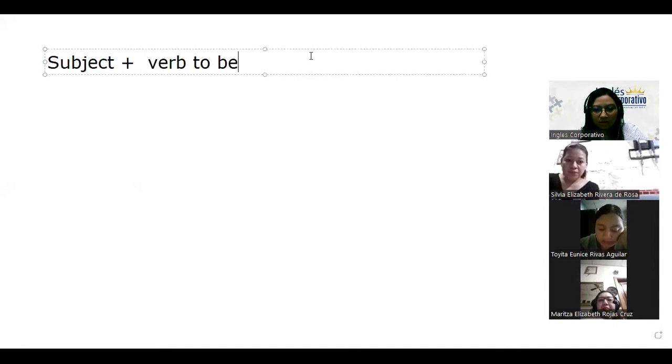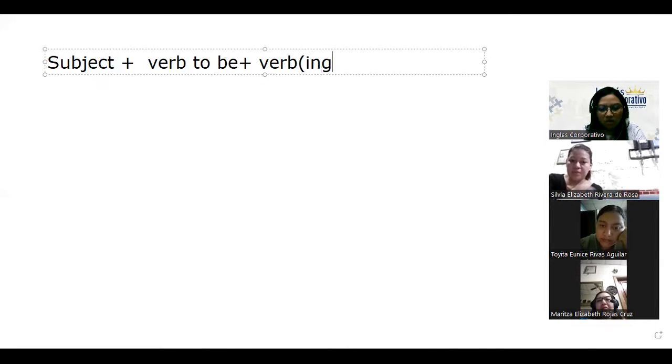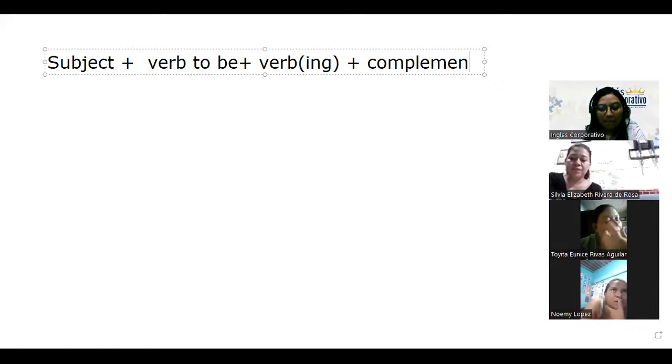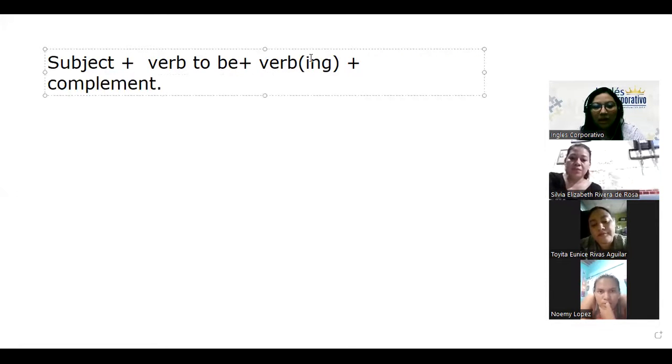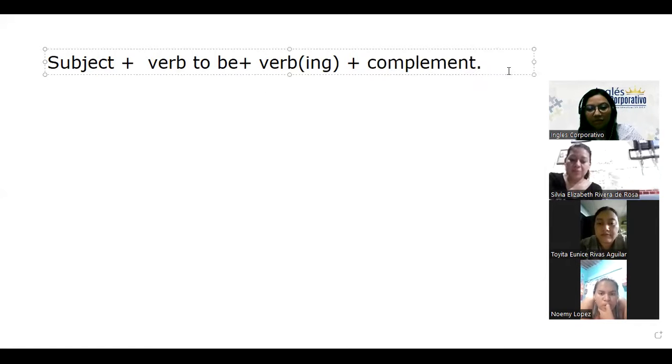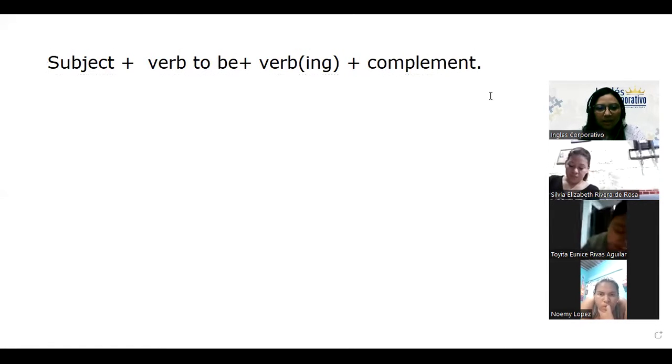After the verb to be, ¿qué tenemos? Plus, el verbo, pongámoslo así, con ing. Complement. Very good job. Esto es para las affirmative sentences. Let's write a subject.